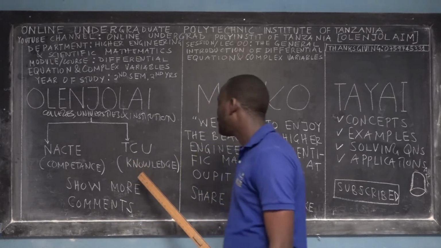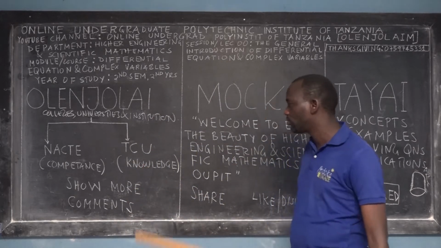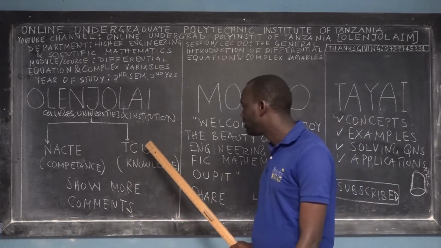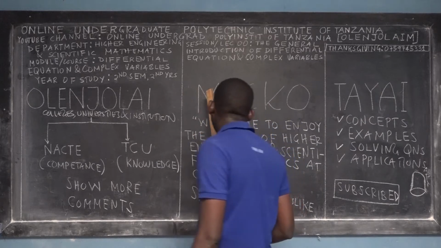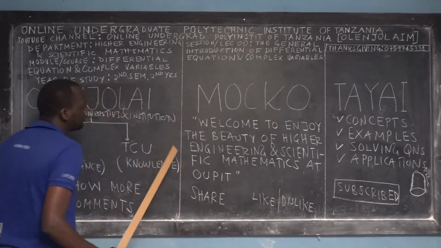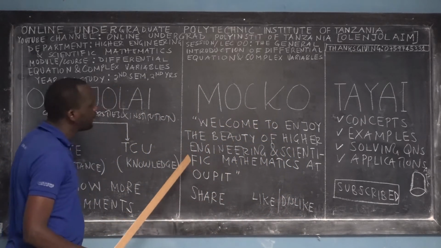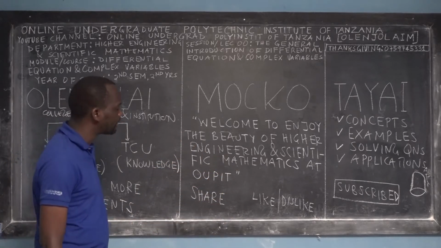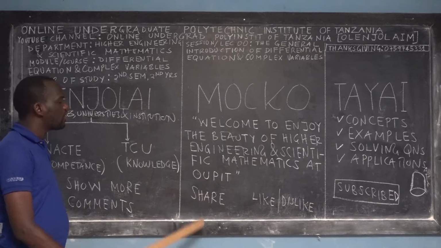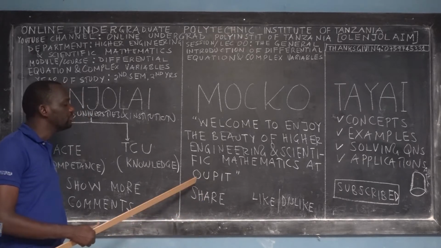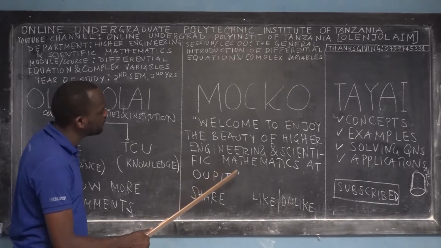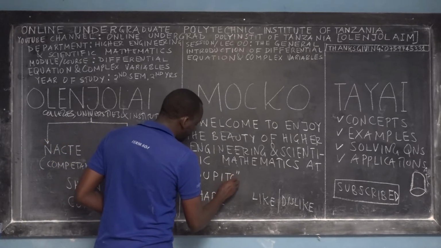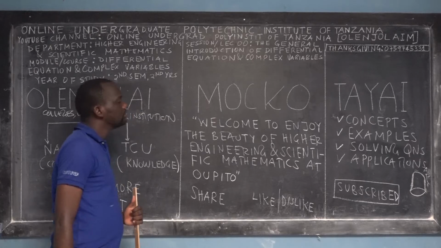So for instance, under TCU we have the University of Dar es Salaam and the University of Dodoma. Those are universities which are reliant on the TCU. So again, we would like to welcome you, our dear viewer, to enjoy the beauty of higher engineering and scientific mathematics at OPIT. OPIT means the Online Undergraduate Polytechnic Institute of Tanzania, because the founder is Olenjolai.